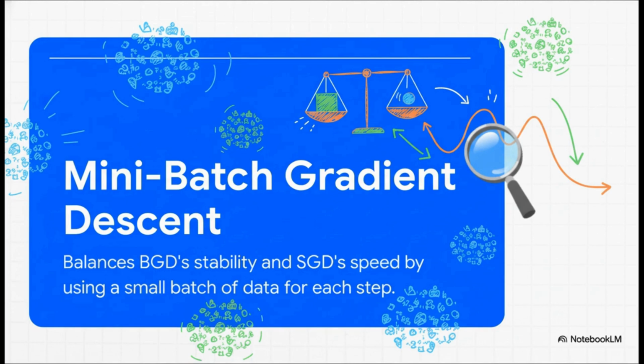Instead of looking at all the data, or just one piece of it, it looks at a small, manageable group, a mini-batch, say 32 or 64 data points at a time. It calculates its step based on that small sample, and this gives it a beautiful balance between the speed of SGD and the stability of batch GD.